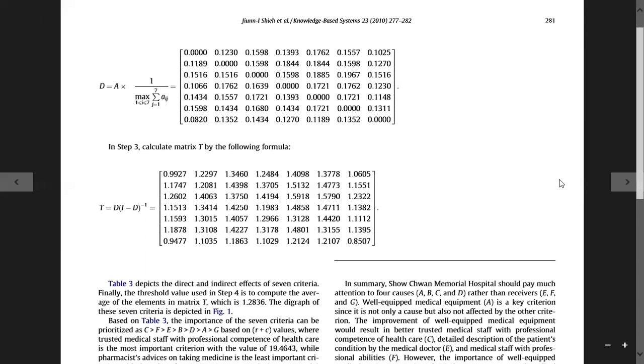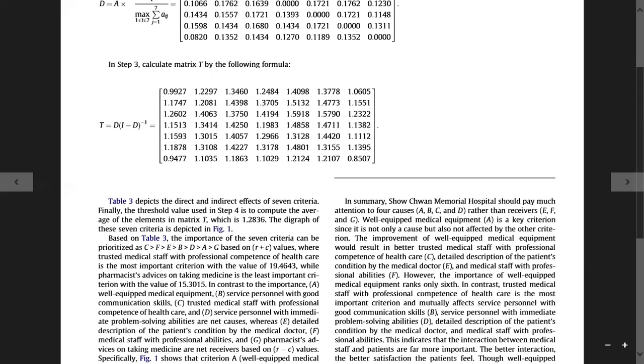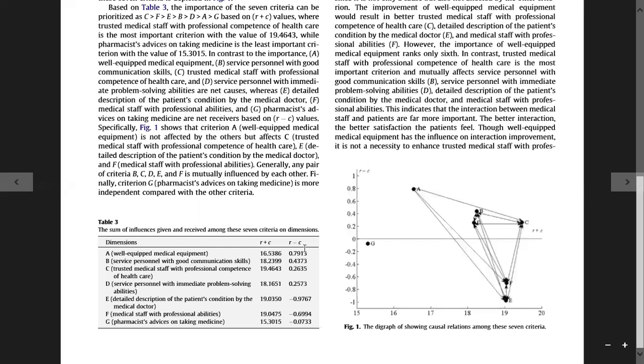Why will we use this table? Just here, they must have given something as the threshold value. Can you see in the third line, a threshold value, 1.2836. So using the threshold value, we will find out where the effect is there, where not. One, this table will be referred. And second, they have referred to Table 3, R plus C, R minus C. And then there is this diagram, which I'm trying to make.